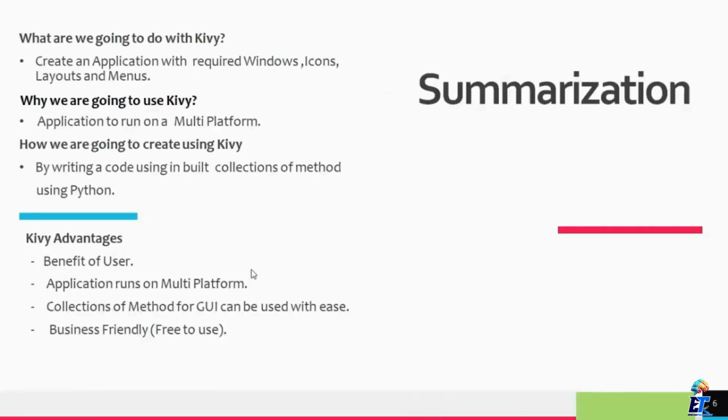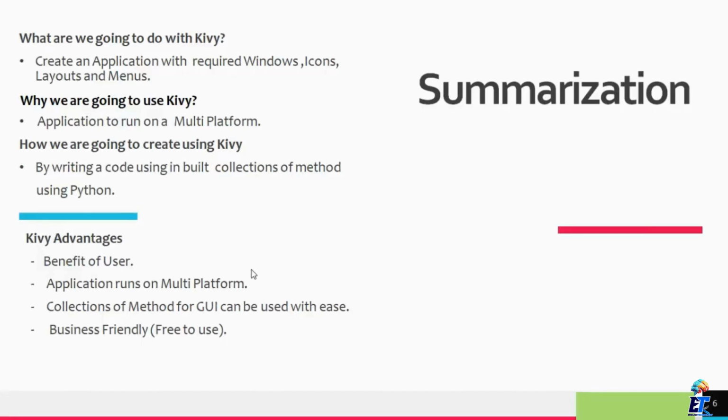So to summarize and make sure that the insight I am delivering to you, we are going to create an application which will create all the graphical user interfaces like windows, icons, and menus to perform a task or activity, and which will run on multiple platforms like Android, iOS, and Windows. How are we going to do it? We are going to do it using a programming language called Python, where the Kivy library is available.